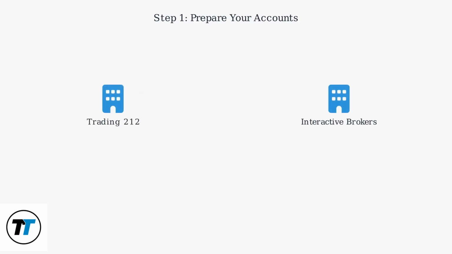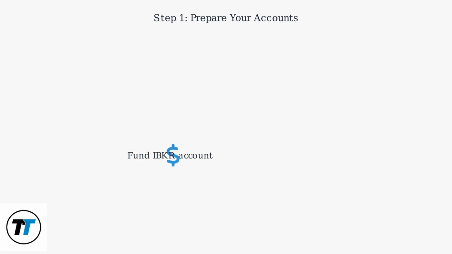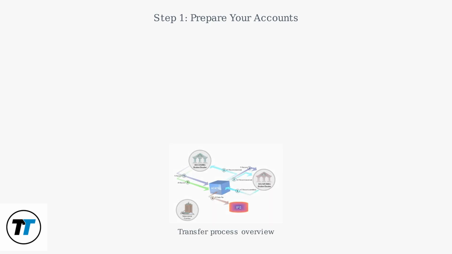First, ensure both your Trading 212 and Interactive Brokers accounts are active and compliant. Fund your Interactive Brokers account to cover any potential transfer fees, though ACATS is usually free in the U.S. Critically, close any open options or margin positions in Trading 212, as these often cannot be directly transferred to Interactive Brokers. This preparation ensures a smooth transfer process.